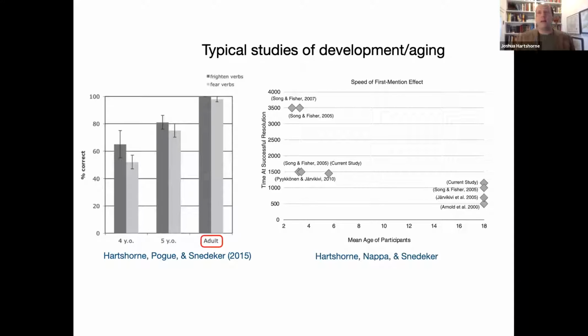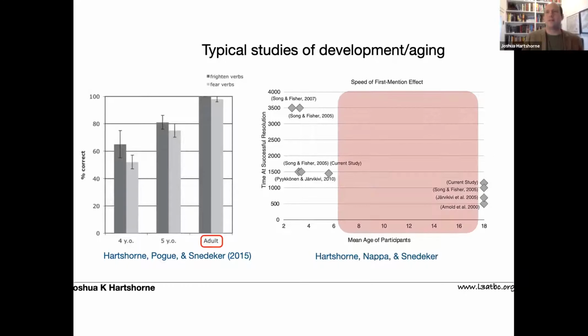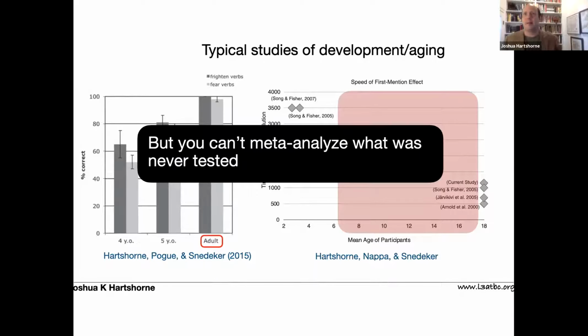Here's a meta-analysis that I did looking at a different thing in language, where we put together a bunch of different studies, which points out something pretty obvious, which is that most people are looking at the same narrow range of ages. So even when you put together data across a bunch of different developmental studies, you tend to get large areas missing, basically the entire school age years. You can't meta-analyze what was never tested.